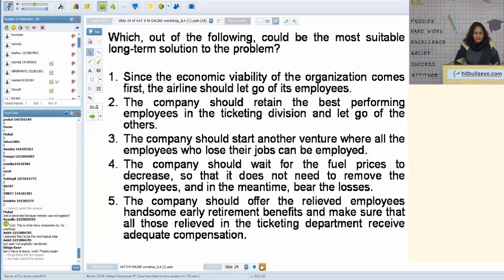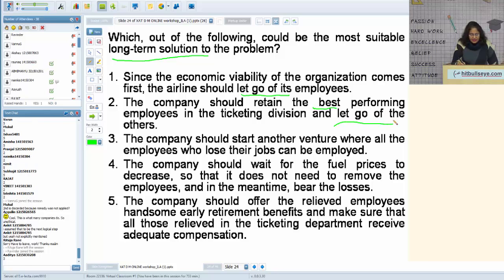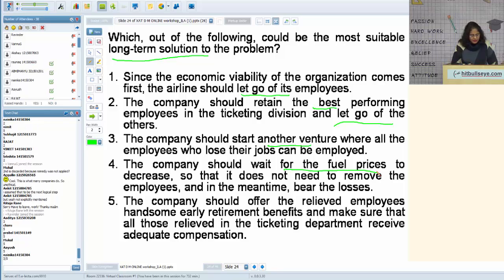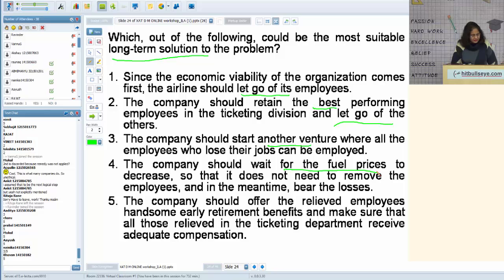Let's look at the options and the questions, and which out of the following could be the most suitable long term. As I said, it is important to note whether you are looking for a short term or a long term solution to the problem. Just read the options. So economic viability comes first. So it should let the employees go, should retain the best performing and let go of the others, should start another venture and give employment to those who have lost their jobs, should wait for the fuel prices to decrease so it does not need to remove the employees. Okay, third or fifth?